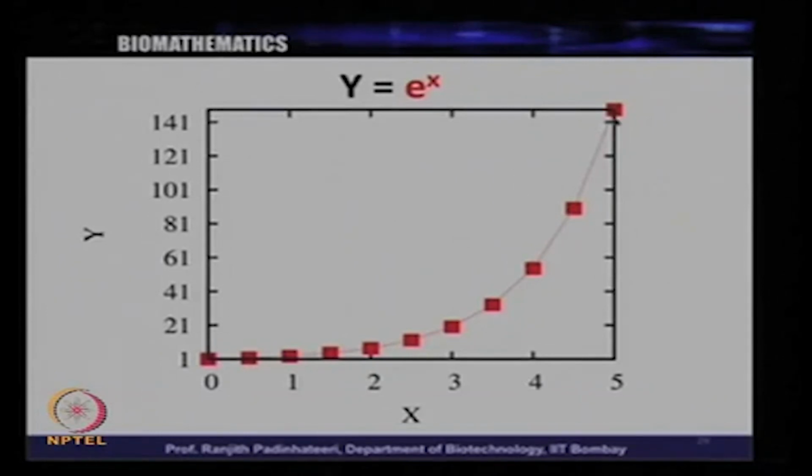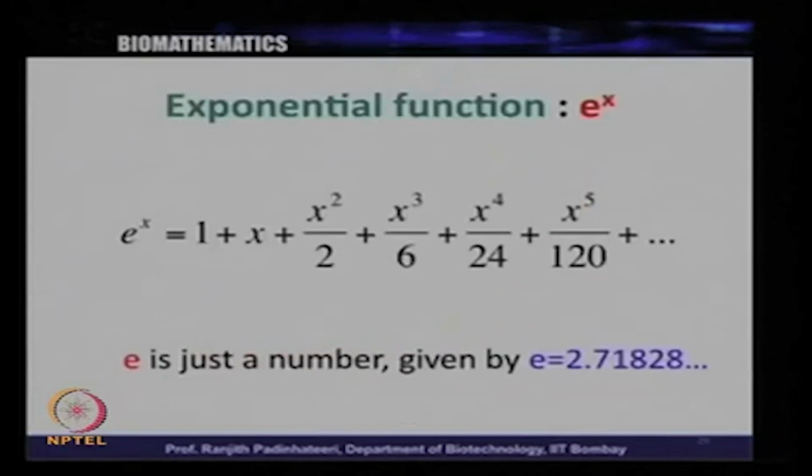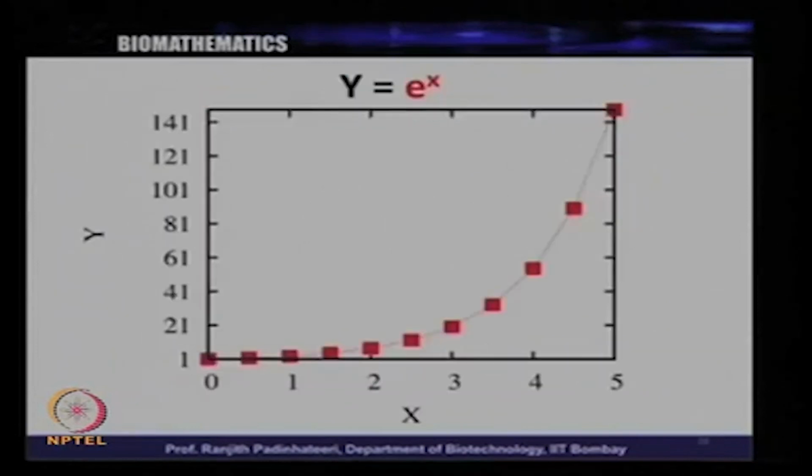So each of these points represents some pair of values. For example, when x equals 0, e power x is 1. As we saw in the previous slide, if we put x equal to 0 everywhere, this term is 0, this term is 0, this term is 0, and you have just 1. So that is why when x equals 0, e power x is 1.